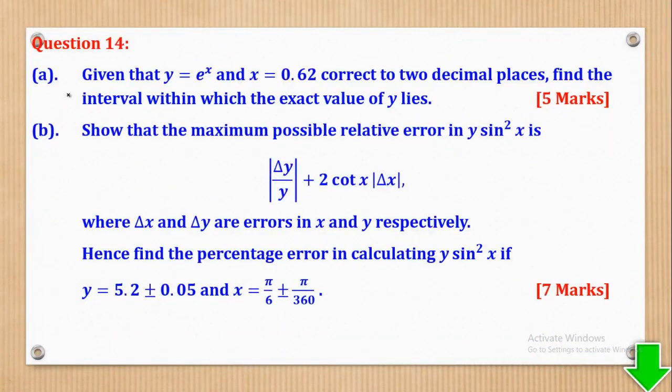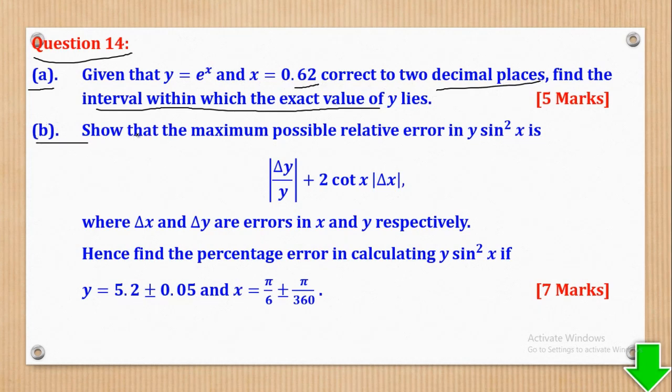So that was question 13. Now we shall go to question 14. So question 14 part A says, given that y is equal to exponential of x and x is equal to 0.62, correct to 2 decimal places, find the interval within which the exact value of y lies.